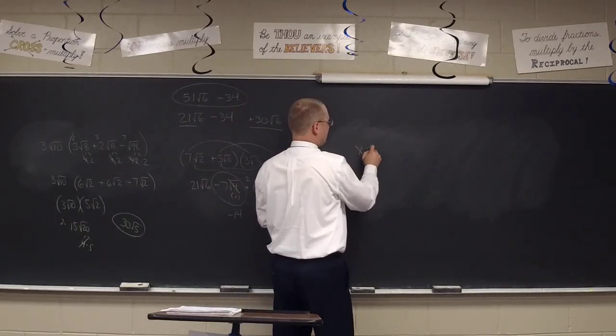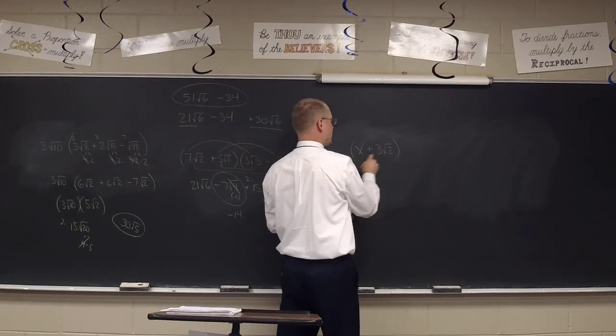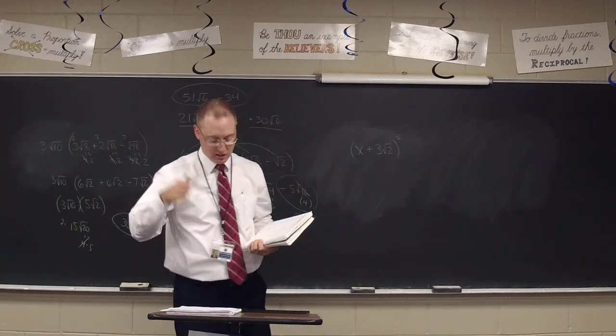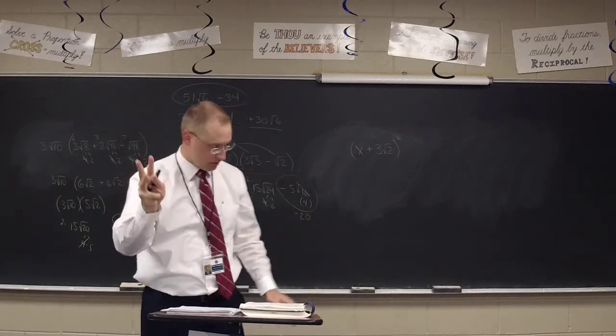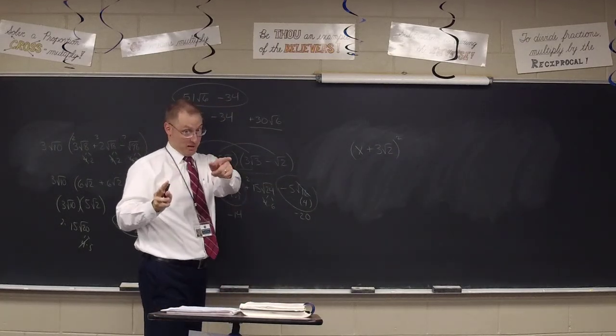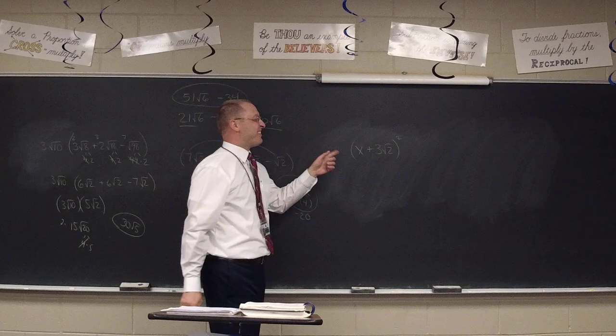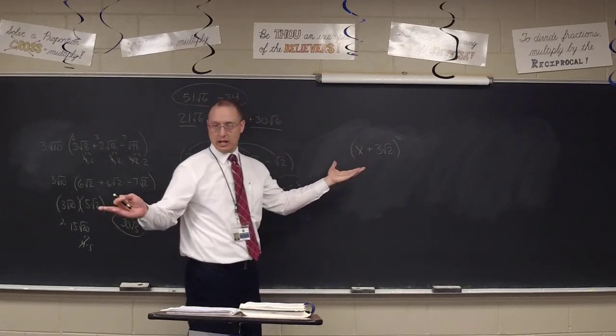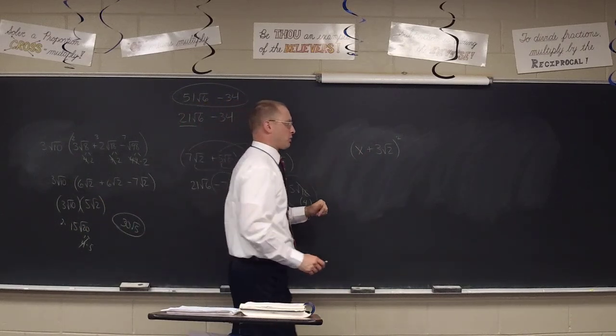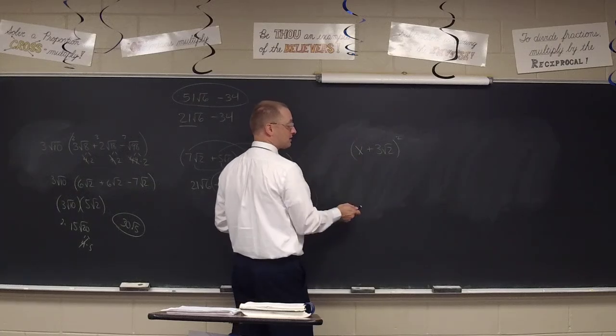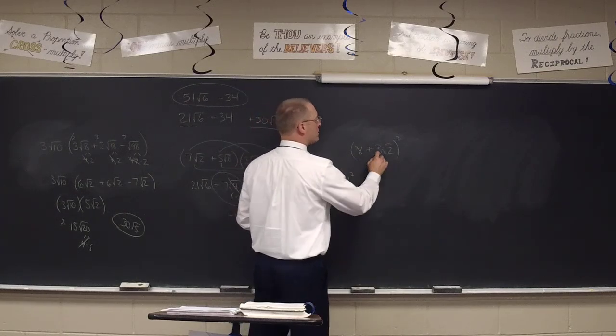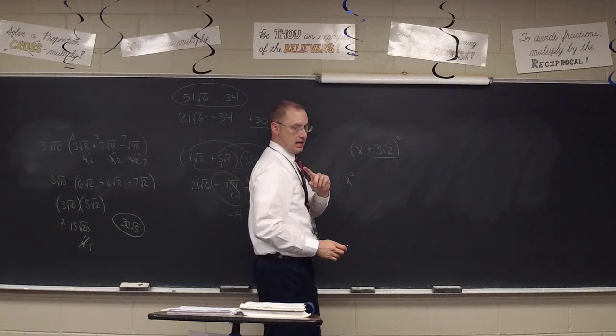We had x plus the square root of 2, quantity squared. How do I square a binomial, class? Square the first, square the last, multiply and double. Yeah. I could write it twice and I could FOIL, but let's try square the first, square the last, multiply and double. Square the first, class: x squared.